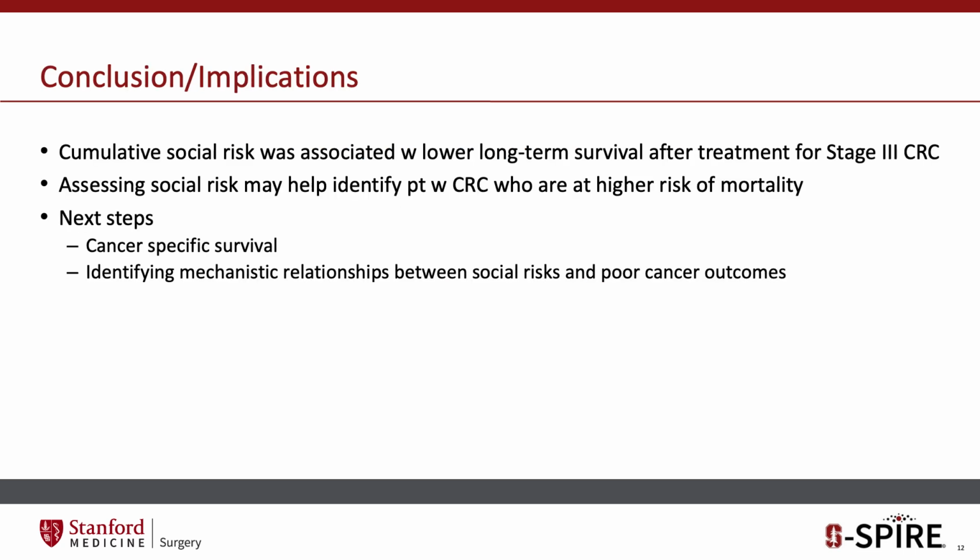In conclusion, with a robust analysis, we found that cumulative social risk was associated with lower long-term survival after treatment for stage 3 colorectal cancer, even after adjusting for age, sex, race, and receipt of chemotherapy. Assessing social risk may help identify patients with colorectal cancer who are at higher risk for mortality and who may benefit from supportive programs to help mitigate disadvantageous social determinants of health. In terms of next steps, we're currently gathering data to look at cancer-specific survival, and we're identifying mechanistic relationships between social risk and poor cancer outcomes.